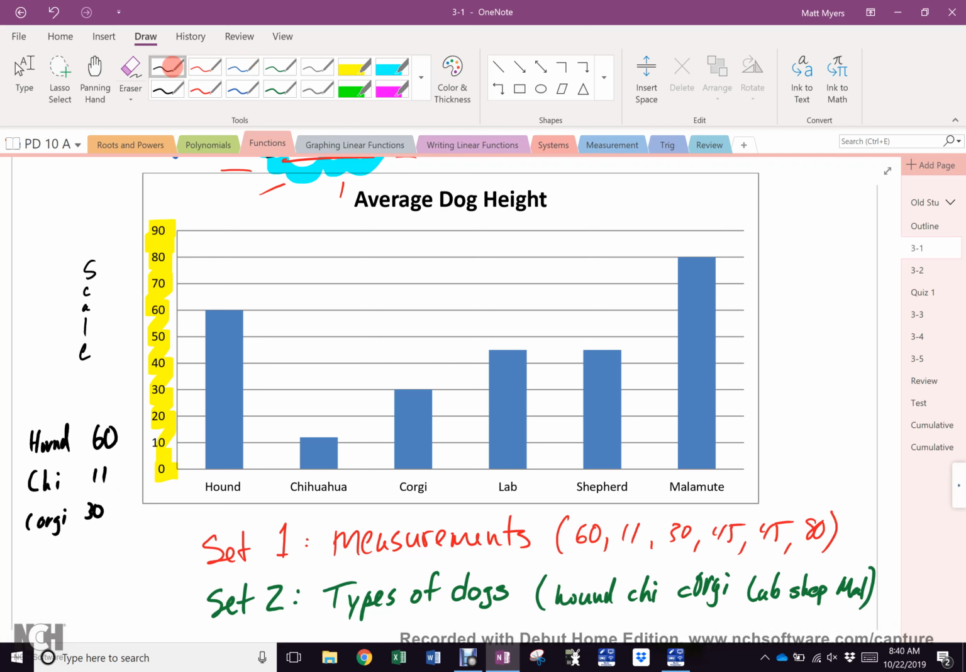Yes, indeed. Labs are 45, shepherds are 45, and Malamutes are, what is it, 80 or 90? 80. Now, let us observe. Does each element in each set relate to a unique element in the second set?